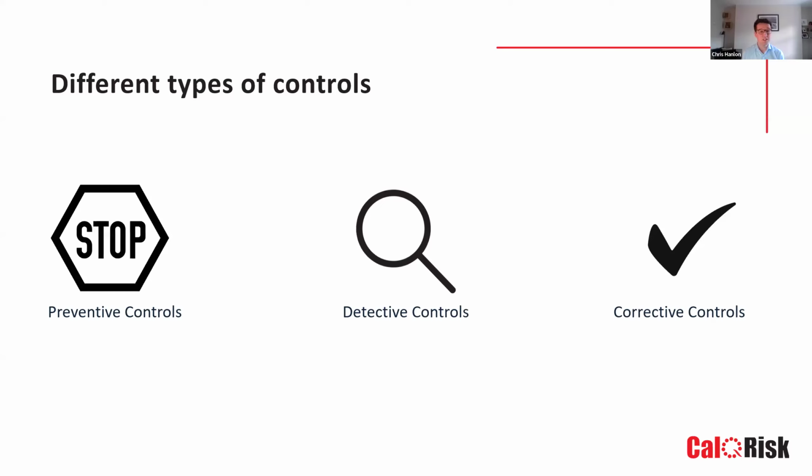Directive controls then, these kind of fall into the same bucket as preventative, but sometimes I think a lot of organizations can get mixed up between the two. They tell people what to do. You could argue that they're also preventive controls as well.